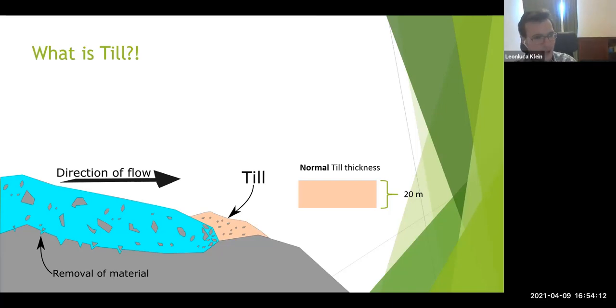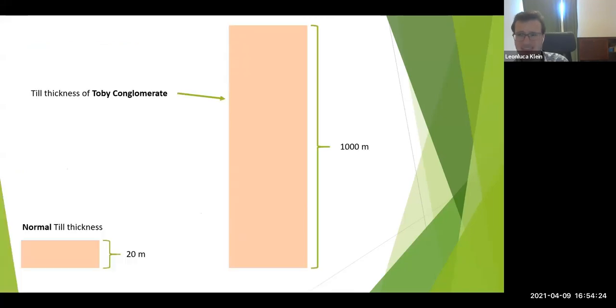Now, we take a stand back, and we talk with our professor, and we look up and down the road, and realize that the till that we're looking at is not 20 meters thick. It's 1,000 meters thick, 1 kilometer thick. And you're thinking, what? How is that possible? Normal ice sheets produce 20 meters. How can you produce 1,000 meters?